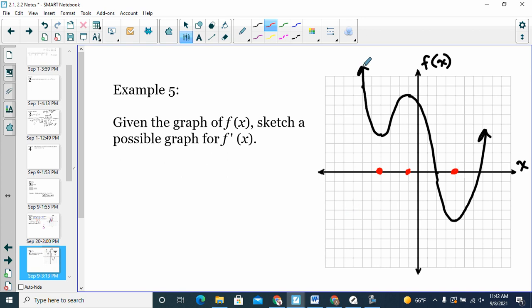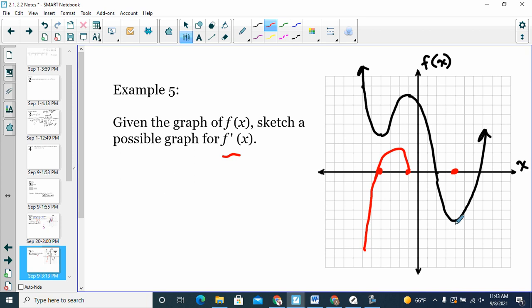On this interval, from here until here, the slope of the given graph is negative. So the f prime of x graph needs to be negative, under the x-axis. Whoops, that's terrible. That's not even a function. That looks better. And then the slope is positive.